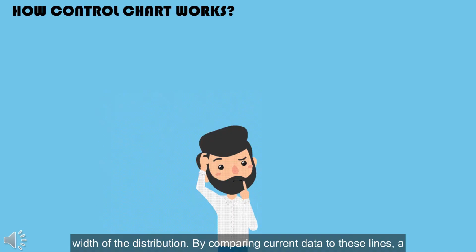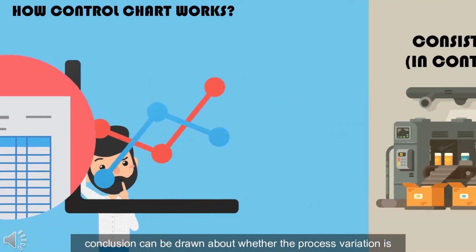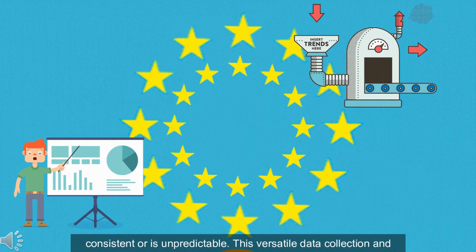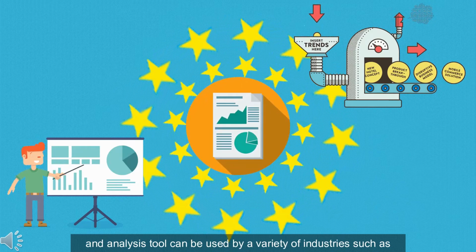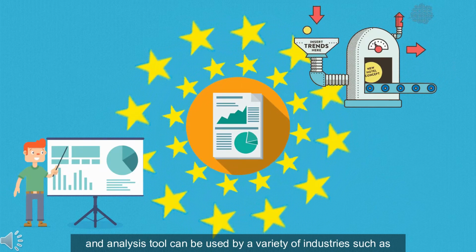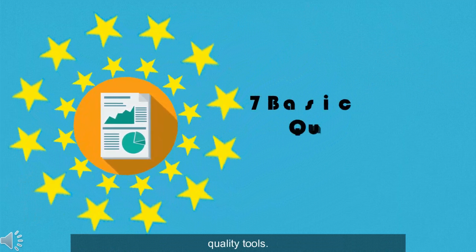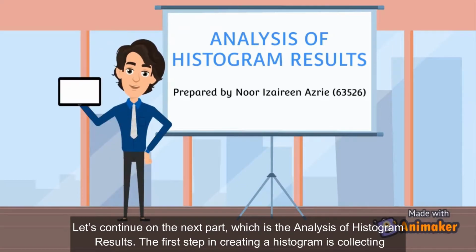By comparing current data to these lines, a conclusion can be drawn about whether the process variation is consistent or unpredictable. This versatile data collection and analysis tool can be used by a variety of industries such as manufacturing and business and is considered one of the 7 basic quality tools. Let's continue on the next part, which is the analysis of histogram results.